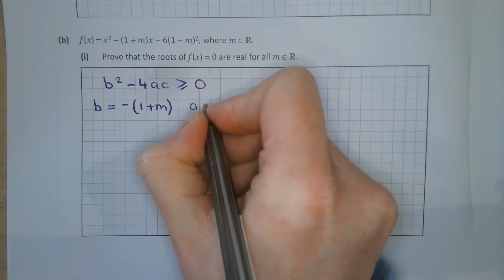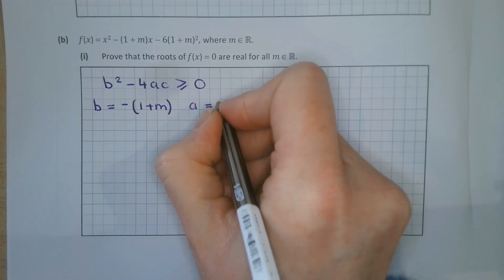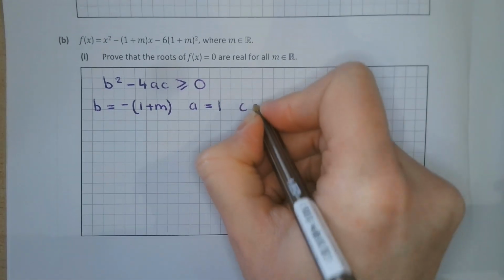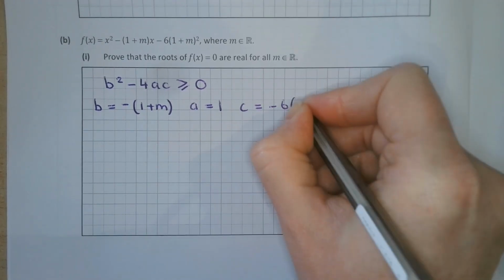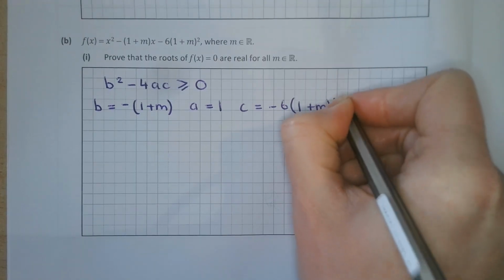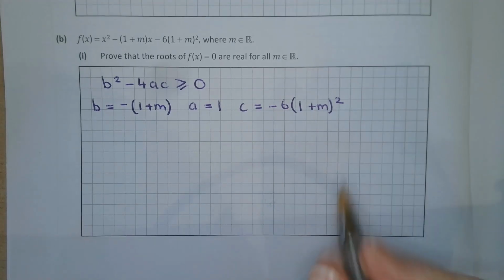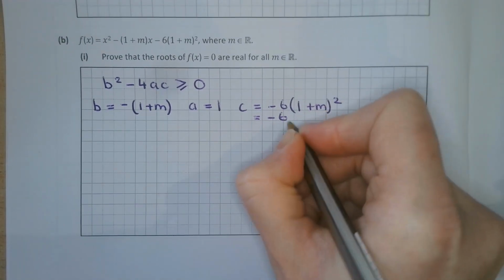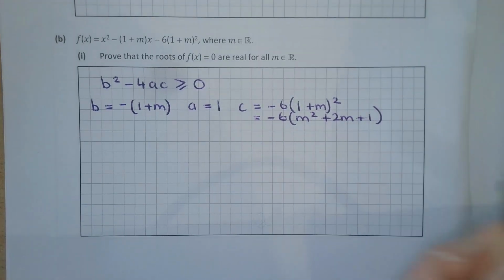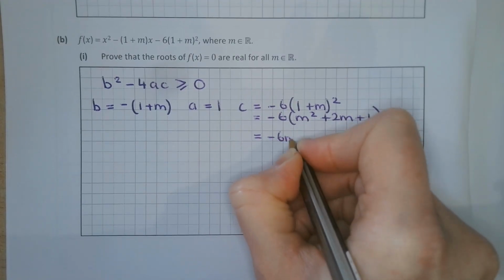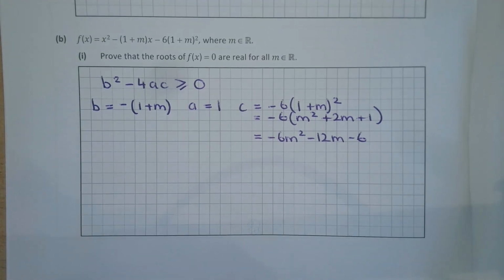My a is always the coefficient of my x squared. So that in this case is 1. And my c is everything here on the end. And don't forget the minus. So it'll be minus 6 times 1 plus m to be squared. So that's the first thing to work out. What you could do here is do a little bit of expanding out of that. So you're looking at that being minus 6 times m squared plus 2m plus 1. And you could work that out as minus 6m squared minus 12m minus 6. It just might help you out later on.